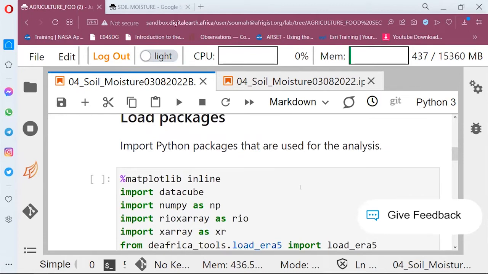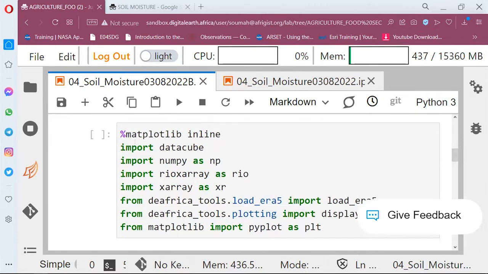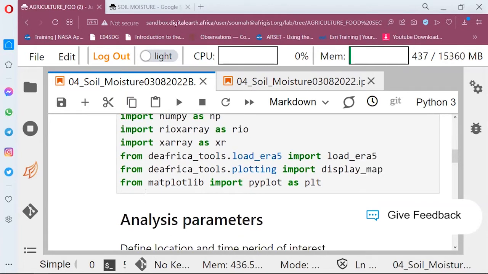Those packages are the following: matplotlib inline; we import datacube, which is the repository of the imagery we are going to use; we import numpy as np for the numerical Python approach; import rioxarray as rio, xarray as xr; from deafrica_tools.load_era5 import load_era5; from deafrica_tools.plotting import display_map; and from matplotlib import pyplot as plt.